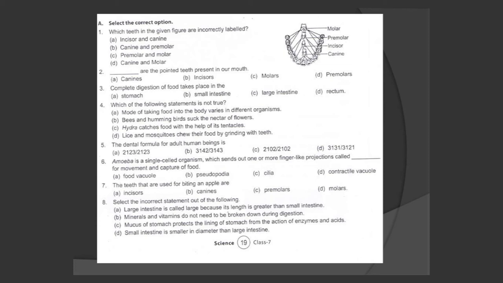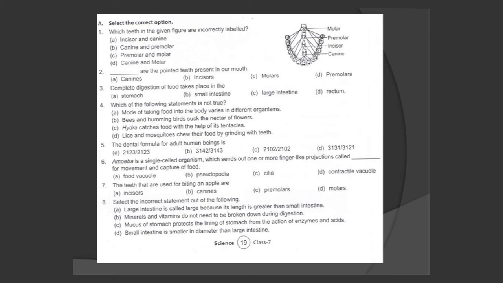Then question 5. Dental formula for adult human. It is 2123, 2123 only. Incisors, canine, premolars and molars, upper jaw and lower jaw. Option A. Question 6. Amoeba is a single cell organism which sends out one or more finger-like projections called pseudopodia for movement and capture of food. Option B. Question 7.